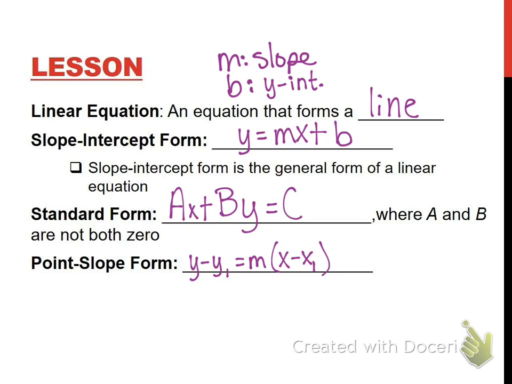So in point slope form, the plain Y and the plain X would remain Y and X. The only things we would plug into would be the Y1, the M, and the X1. Okay, so again, M is going to be the slope there. And one of our points on the line would be X1, comma Y1.